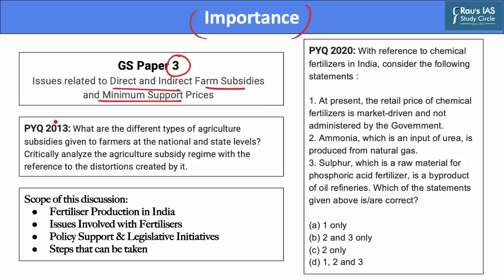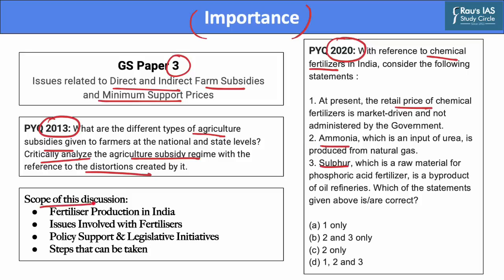In the mains exam of the year 2013, a question appeared on agricultural subsidies and required us to critically analyze the agriculture subsidy regime with reference to the distortions created by it. In prelims of the year 2020, a question appeared on chemical fertilizers.